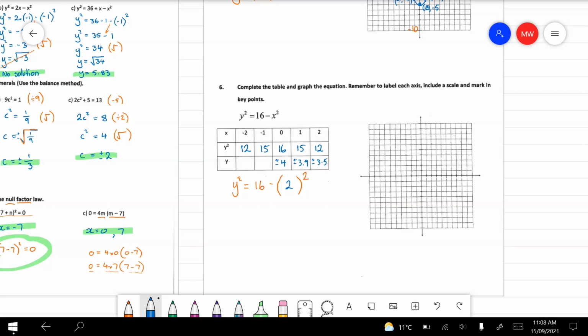And the other side is just a reflection. So this is plus or minus 3.9. This one is plus or minus 3.5. Now, when I go to plot this, I'm going to have to do the same thing again. I'm going to have to include a scale and mark in key points. So this is our x-axis, this is our y. Let's go for 10 again. 10, minus 10, and minus 10.